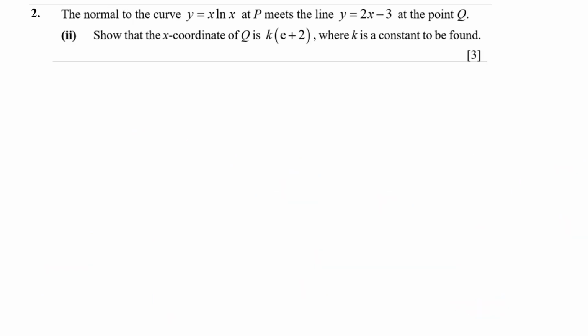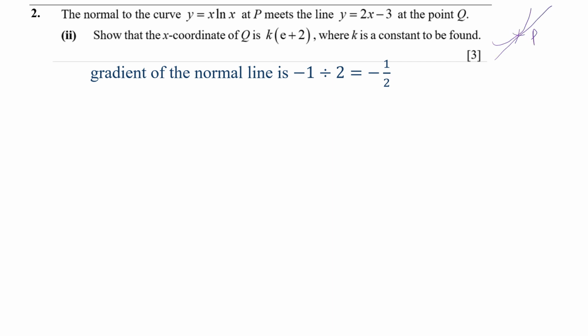Right, let's look at part 2. So part 2, we are told that the normal to the curve at point P meets the line y equals 2x minus 3 at point Q. So what does it mean? If you're going to use a diagram to illustrate it, it means that earlier on we have a curve and a point P, and then we have a tangent line, right? So the normal line will be perpendicular to your tangent line. Okay, so this is your normal line. And this normal line actually meets the line y equals 2x minus 3 at point Q.